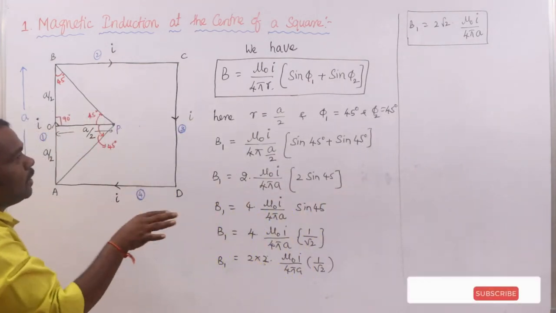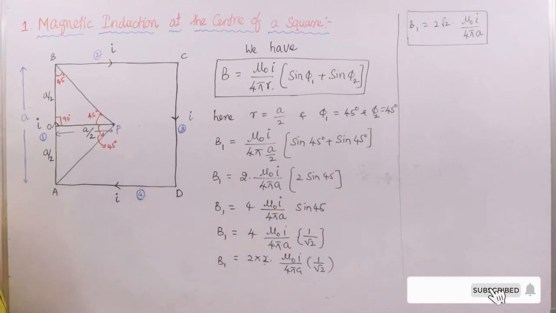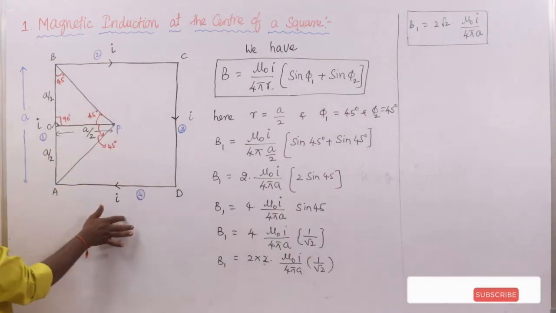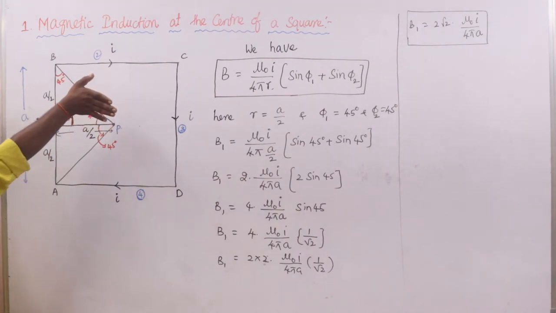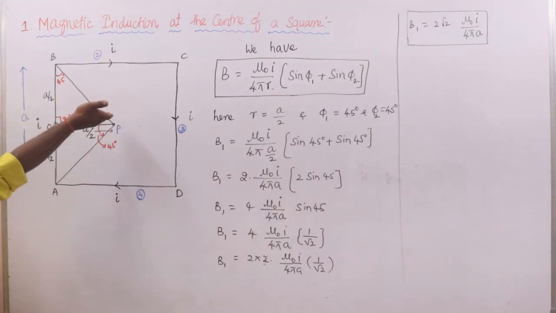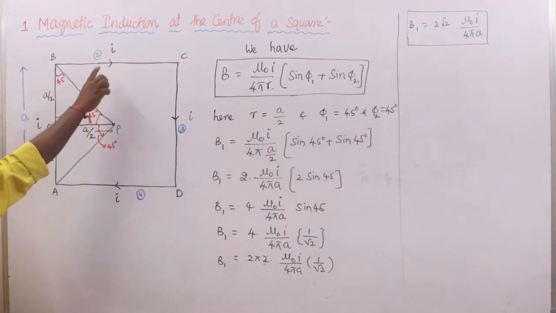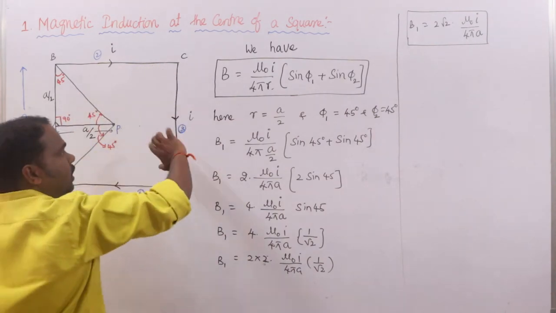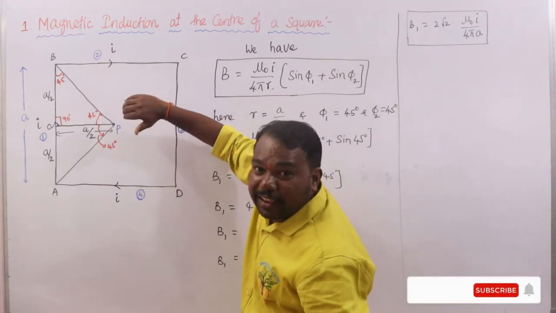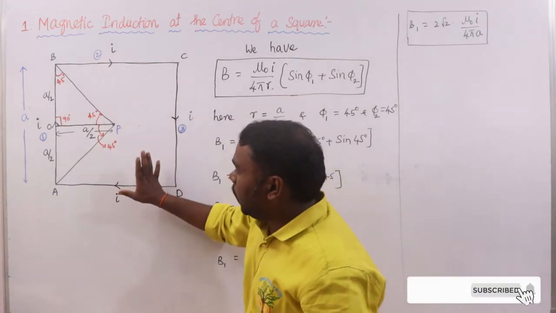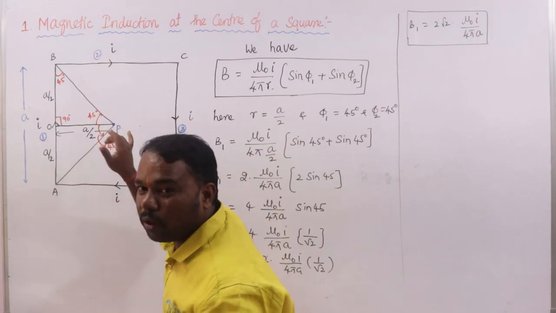Now at point B, similarly, we need to find the field due to the second conductor, the third conductor, and the fourth conductor. Now look at the directions due to the second, third, and fourth. Due to the second conductor, I'm using the fingers: the thumb is the direction of current, then the curled fingers go inward. Due to the second it is inward. Due to the third, using the thumb in the direction of current, the curled fingers are inward. Due to the fourth it is also inward.